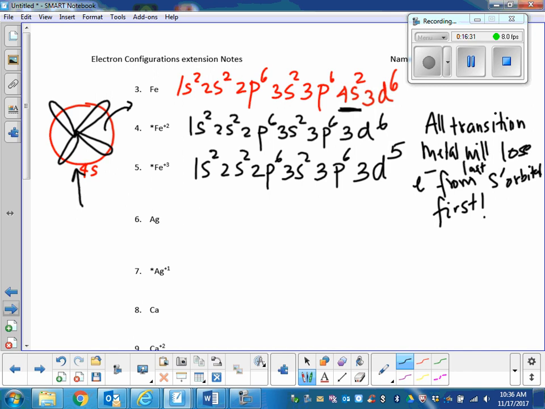So in the other one, we did chlorine minus, that was a non-metal. So it will go into the p orbital. Most of the non-metals have p, so that will always go into the p orbital.